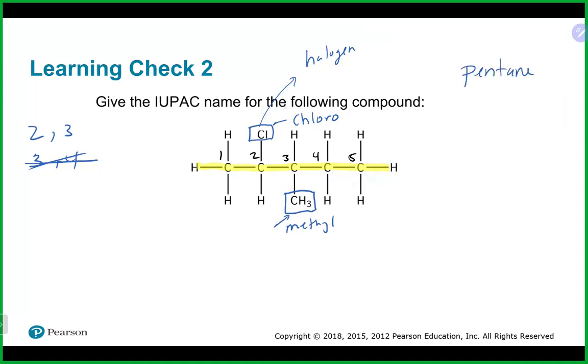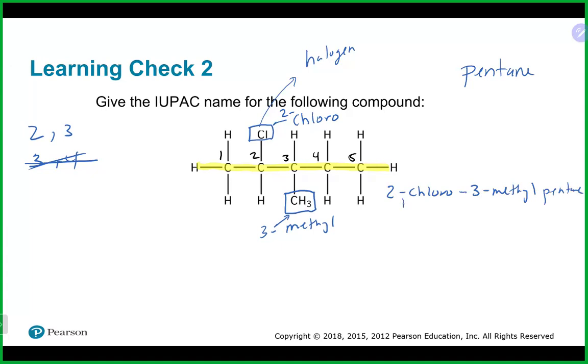Now we actually know the locations of everybody. The chlorine here is at carbon number 2, and the methyl is at carbon number 3. So now that we have all of our parts, all we have to do is put it together in alphabetical order. Alphabetical order for our groups means the chloro should come first. So that is 2-chloro-3-methylpentane.